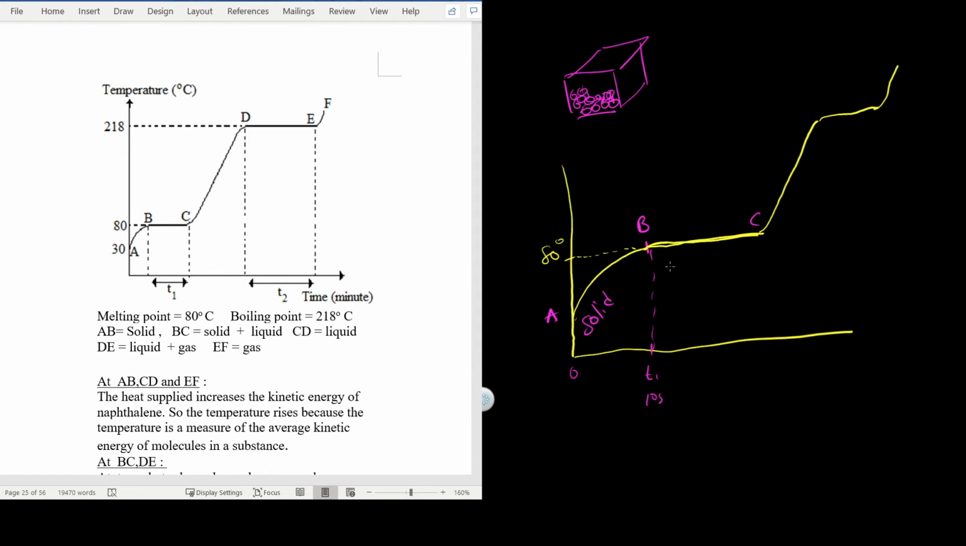So maybe some of them already become a liquid, but not all of the molecules or atoms. Some of them are still solid. So here from B to C, in this square region, we have both liquid and solid.